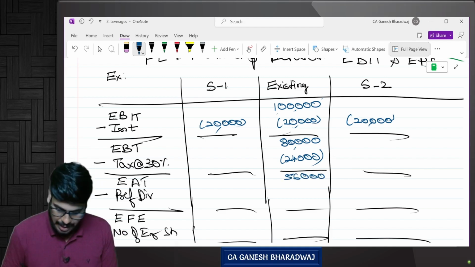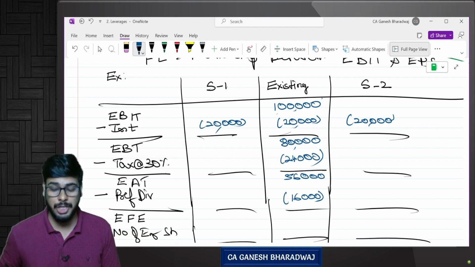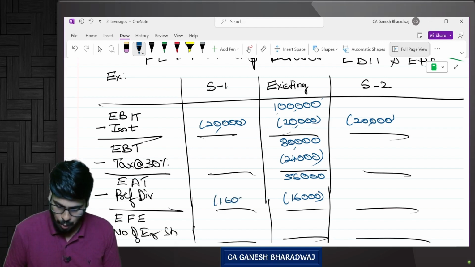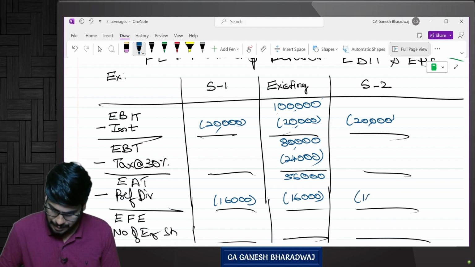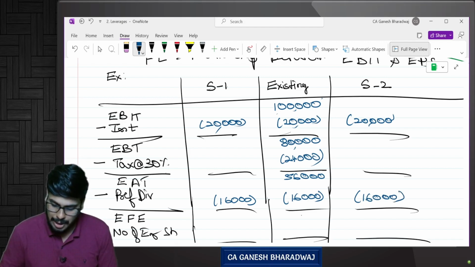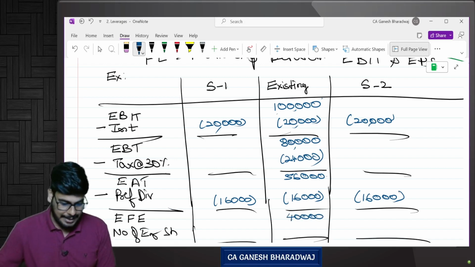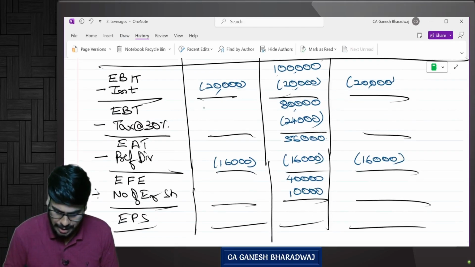Minus preference dividend. Let us assume preference dividend is 16,000 rupees. This is also one more component of fixed financial cost. So whether it is situation 1 or situation 2 or the existing situation, this preference dividend will not change. So what is my earnings available to equity shareholders in the existing scenario? 56,000 minus 16,000 is 40,000. And let us say the total number of equity shares in the company is 10,000, and this is also not going to change in these situations.